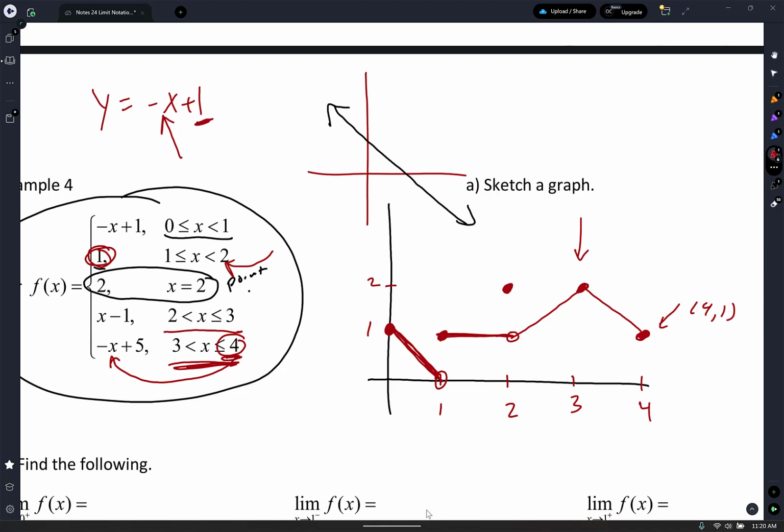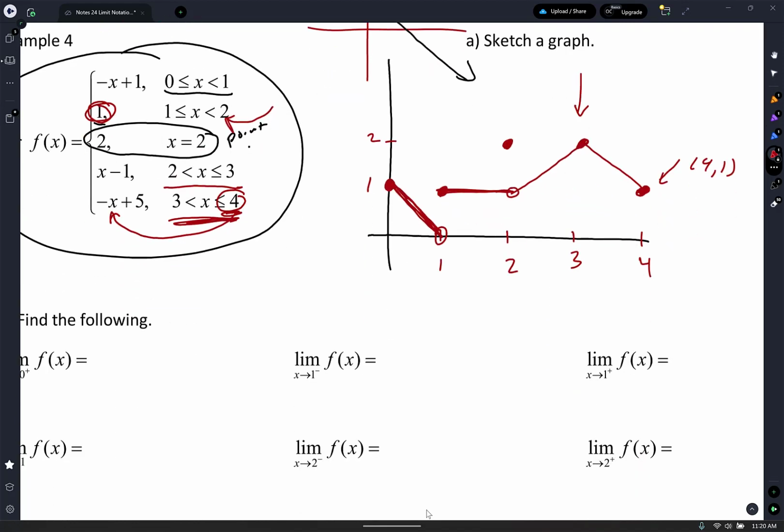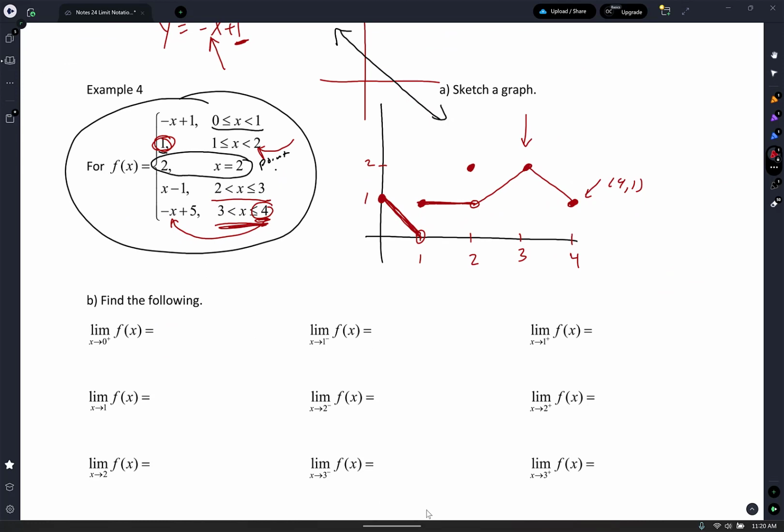All right, here we go, guys. Let's see if we can answer these questions. Letter B, I'm going left to right. As x approaches 0 from the right side, that's the only location you can approach. If I approach 0 from the right, what's the y value? 1. If I approach x equals 0 from the right, you're approaching the y value of 1.